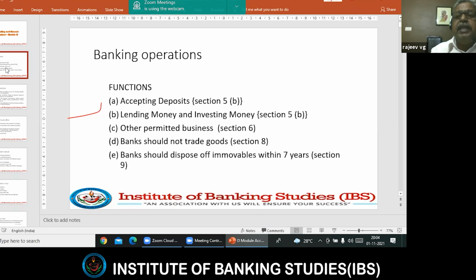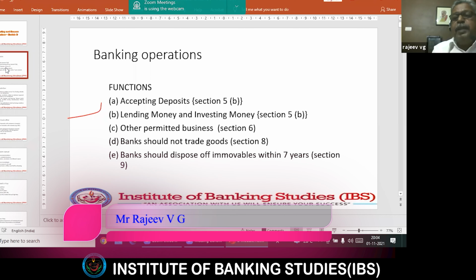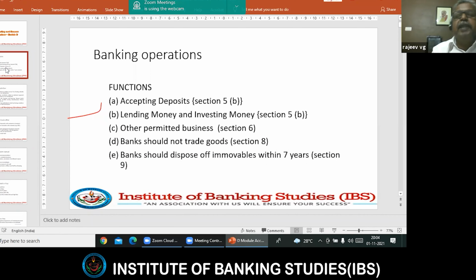If for genuine reasons banks are not able to dispose of it, and they submit a request which is found to be genuine, RBI may permit another 5 years. Generally, it is 7 years. So the question normally will be, when are the banks expected to dispose of immovables? That is within 7 years, and this is as per Section 9 of the Banking Regulation Act.